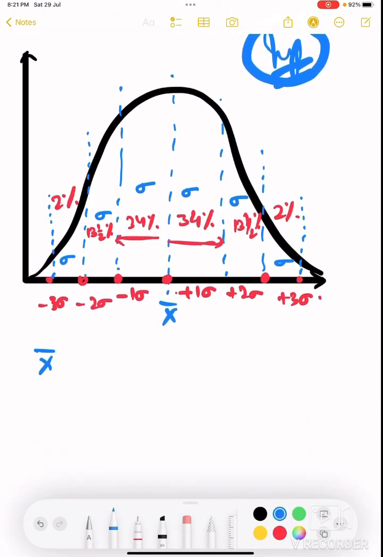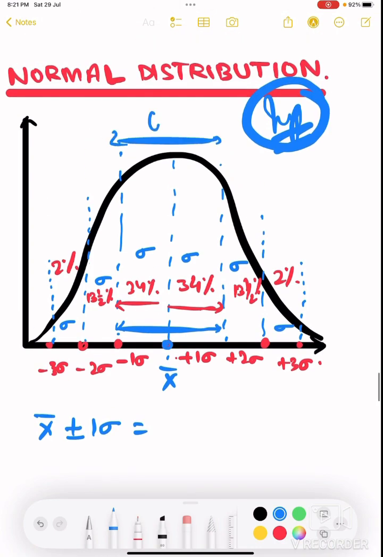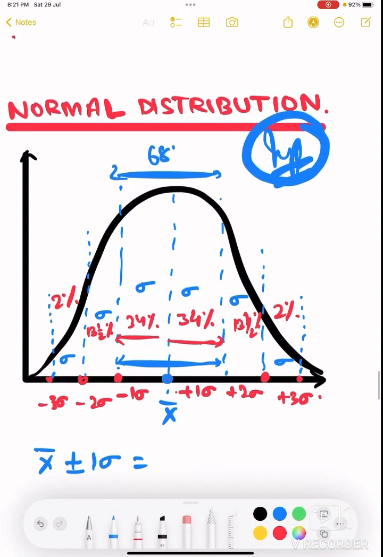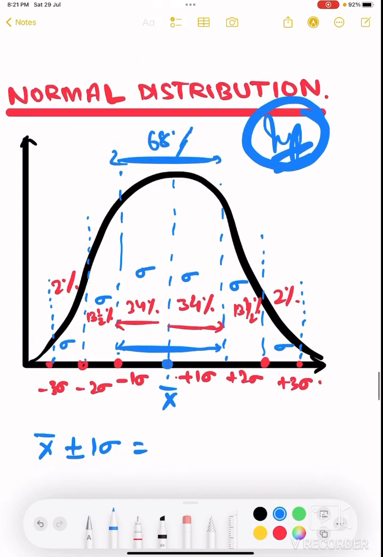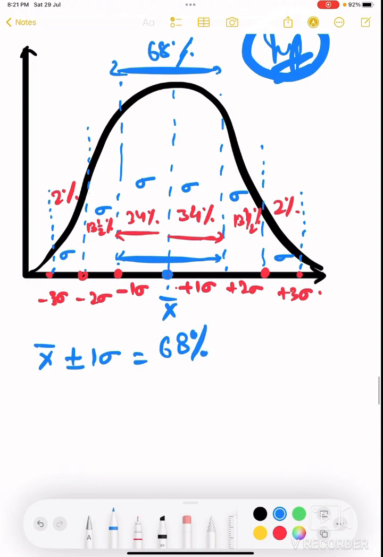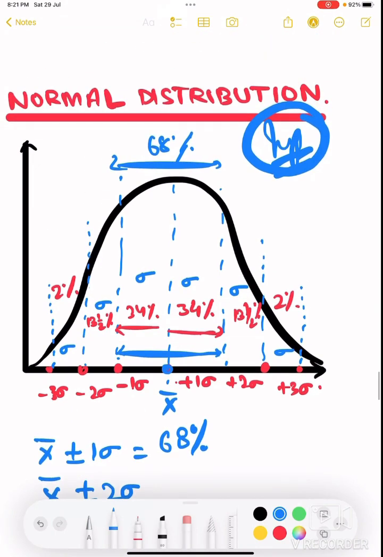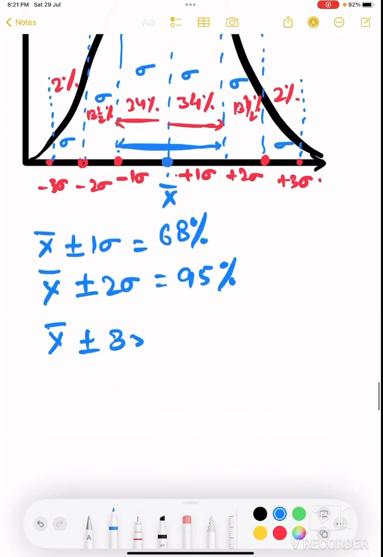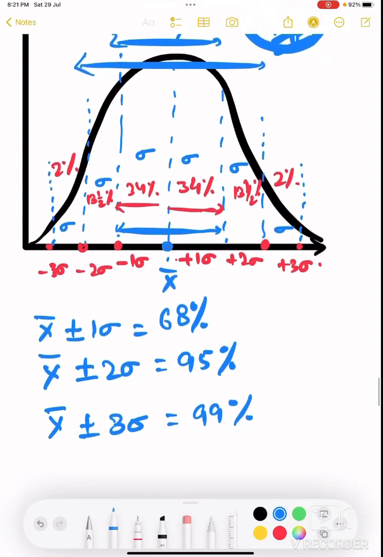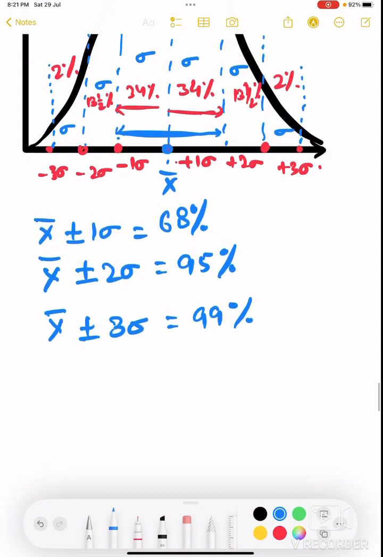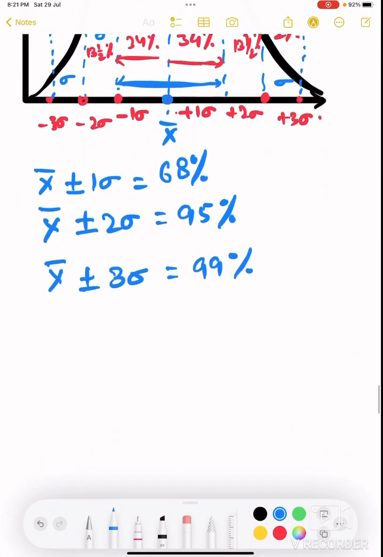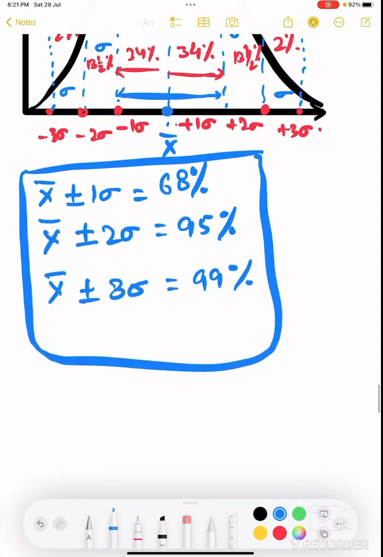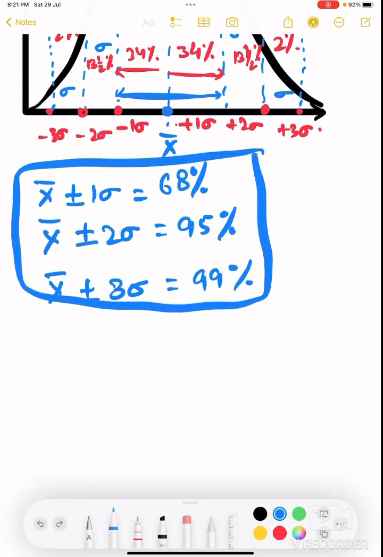So which means that mean plus minus 1 standard deviation, this whole area, is actually 68%. Then mean plus minus 2 standard deviation, this whole area is actually 95%. Then mean plus minus 3 standard deviation, it is 99%. There are very good and very important questions that can be framed on this particular topic. So solve these questions, but for solving them you need to remember this particular thing, nothing else. These particular percentages are important.